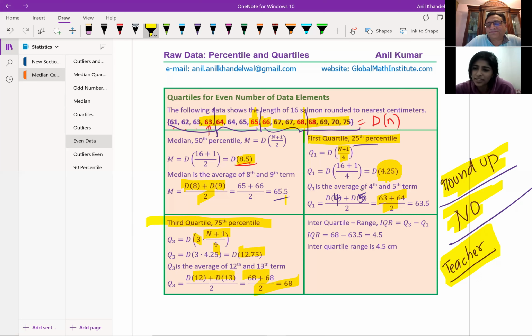Why would they do that? Why would they round up when they feel like it? So now you have the concept and the base, you can discuss with your teacher. That is what I'm trying to tell you, right?